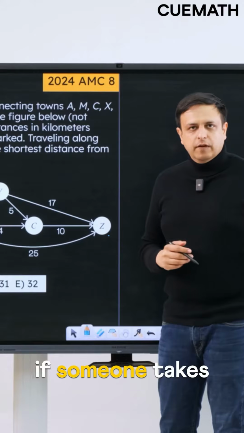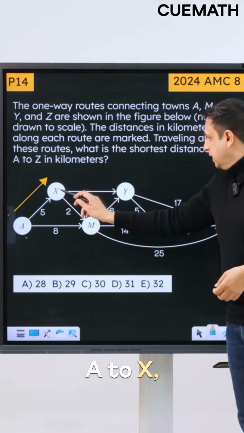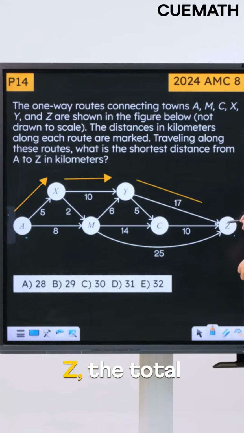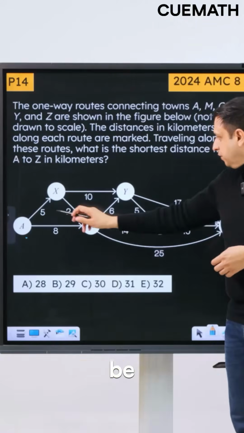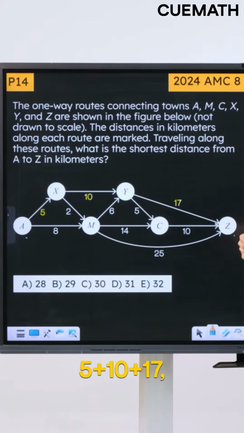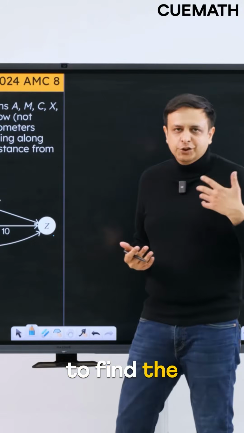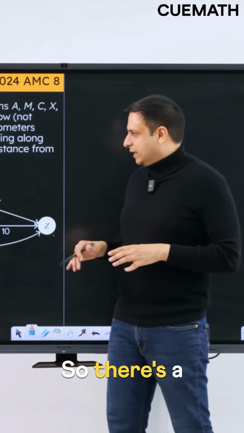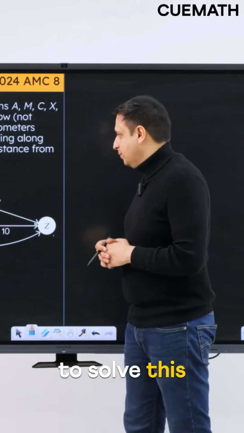So for example, if someone takes the route from A to X, X to Y and Y to Z, the total distance would be 5 plus 10 plus 17, which is 15 plus 17 or 32, and we have to find the shortest possible distance. So there's a very neat trick to solve this problem.